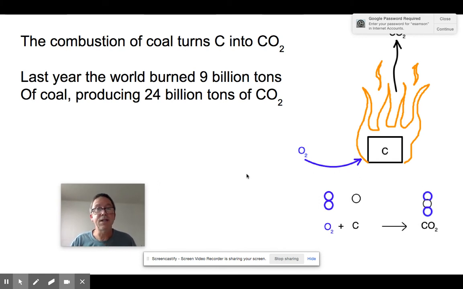But consider this: last year, the world burned 9 billion tons of coal, and they produced in the process 24 billion tons of carbon dioxide. We're addicted to this stuff, and we produce a lot. 24 billion tons of CO2 is a significant amount in an atmosphere that's only 0.04% carbon dioxide. So this is not an insignificant amount of carbon dioxide, given how little of a percentage it makes in our atmosphere.